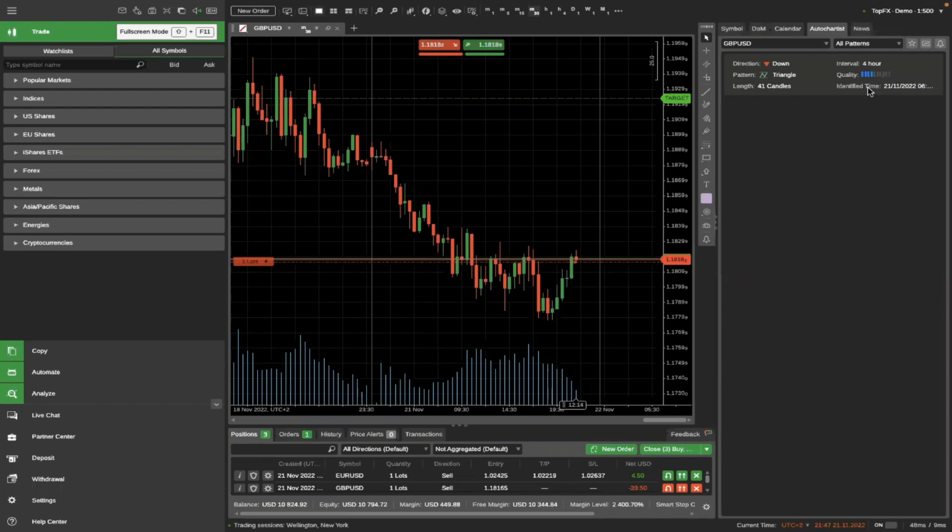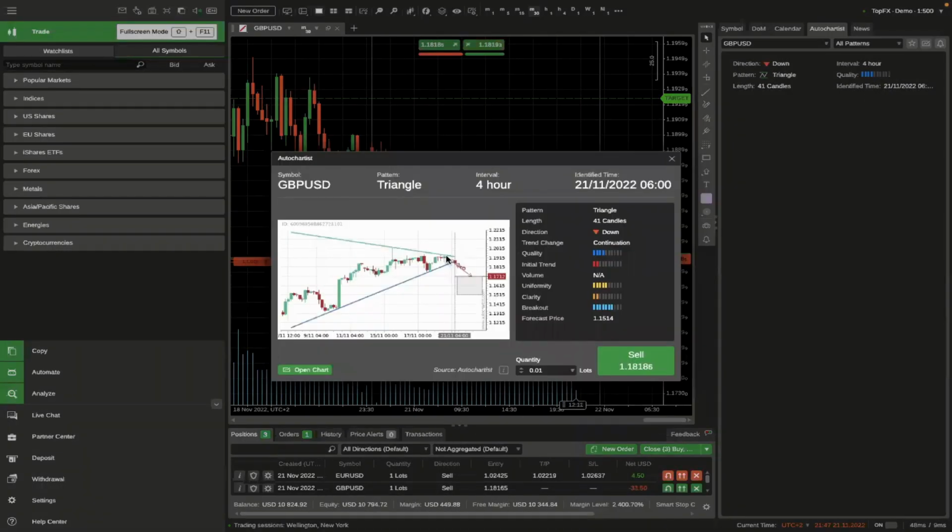So the quality of this trade might not be as good as patterns identified a little bit later, right? However, the interval is completely different. The interval is 4 hours. So what it basically says is that you can stick with this trade for a little bit longer than, for example, a day trader.